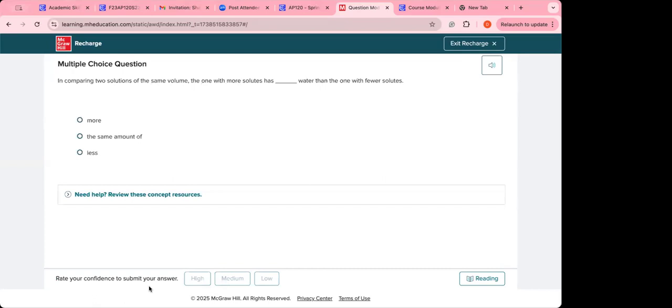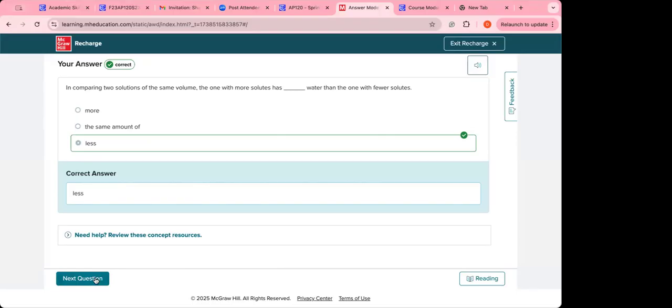In comparing two solutions of the same volume, the one with more solutes has less or more water than the one with fewer? If it has more solutes, it has more stuff in it, so it has less water than the one with fewer. It has less water in there. Good.